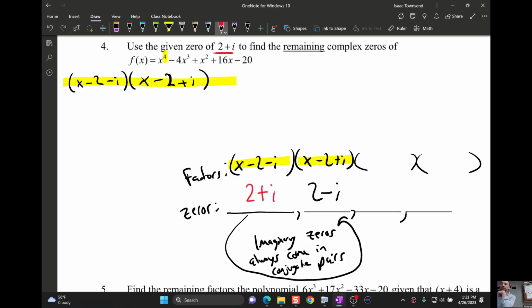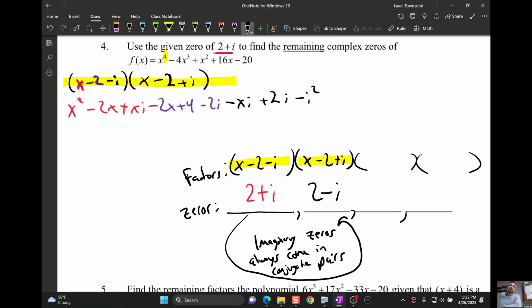So to distribute these three terms to these three terms, x needs to be multiplied to all three of those, and then negative 2 needs to be multiplied to all three of those. And finally, negative i needs to be multiplied to all three of those. Three things times three things should give you 9 things.